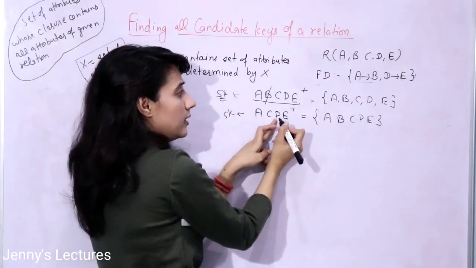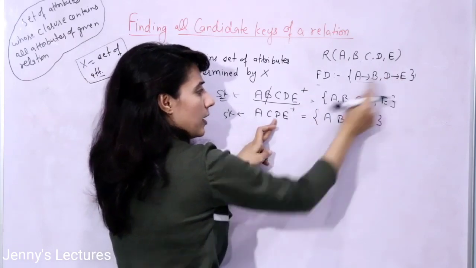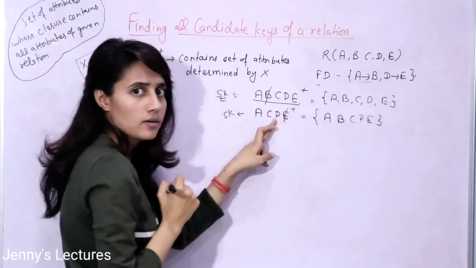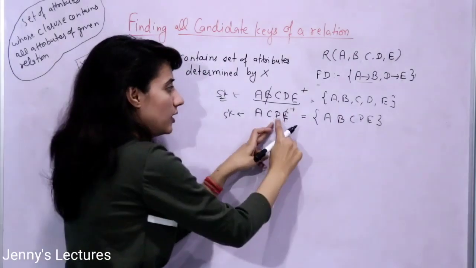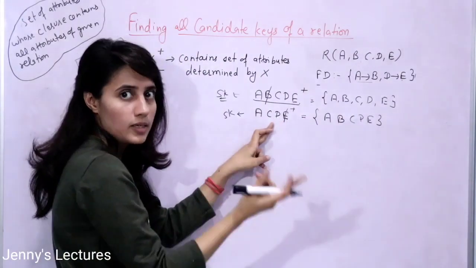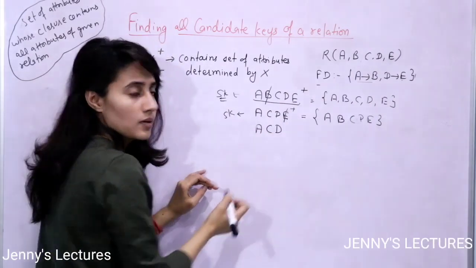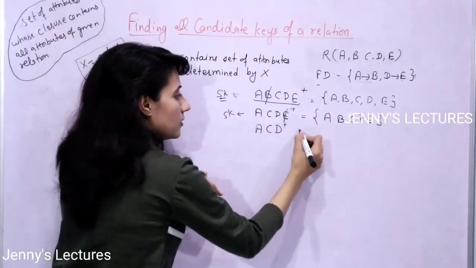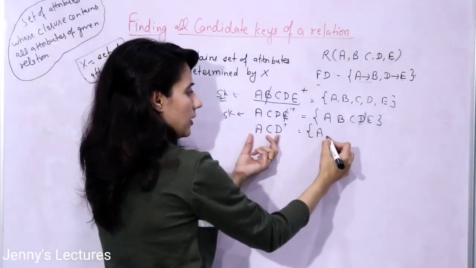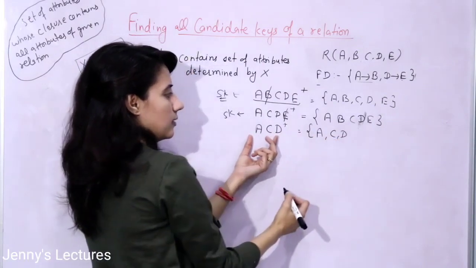And only D. If you have D, then that can determine E, so can I discard E here? Of course, if you have D, then D can determine E. So here I can write A, C, D and find out the closure of ACD. ACD closure is what? A, C, D.